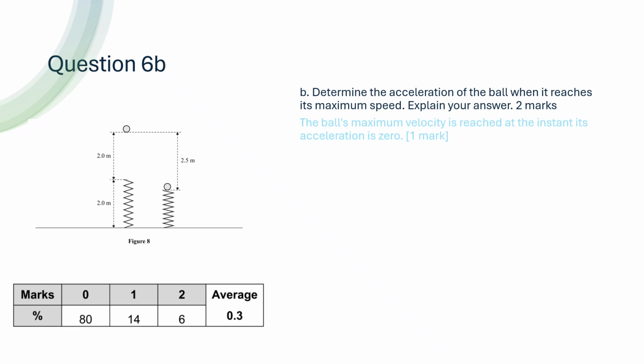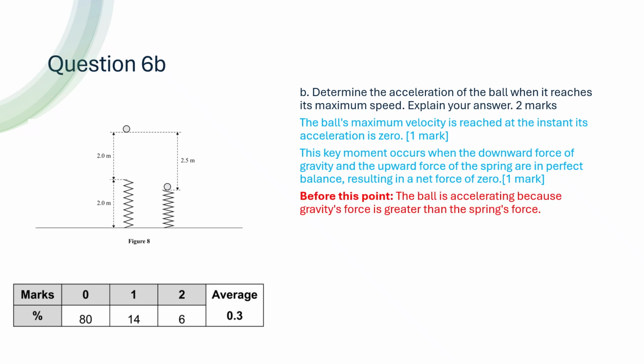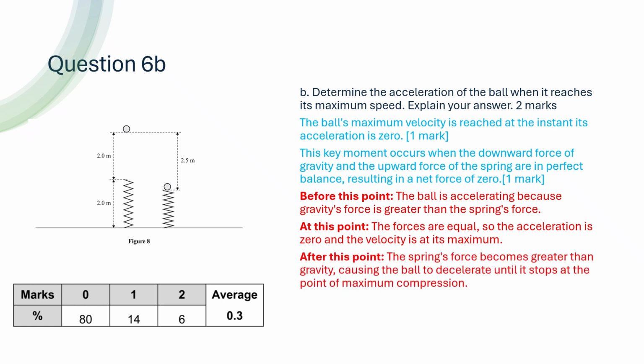The ball's maximum velocity is reached at the instant its acceleration is zero. This key moment occurs when the downward force of gravity and the upward force of the spring are in perfect balance, resulting in a net force of zero. Before this point, the ball is accelerating because gravity's force is greater than the spring's force. At this point, the forces are equal, so the acceleration is zero and the velocity is at its maximum. After this point, the spring's force becomes greater than gravity, causing the ball to decelerate until it stops at the point of maximum compression.